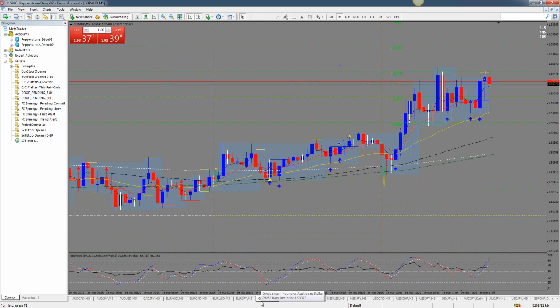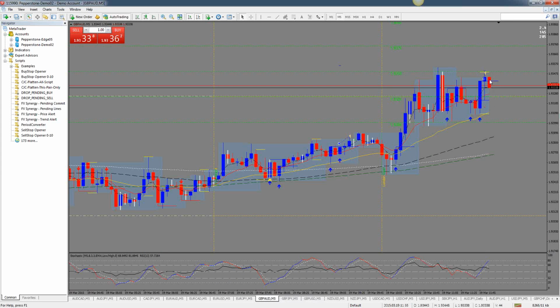And now we have a pullback here. See how I got out of that trade? Now I don't have to worry about the money. I took my profit. I'm going to get my money. Now we're going to get a new. If we get another low, this candle closes lower, and then this one closes a little lower, we're going to get a new swing high here. That'll be our new target.